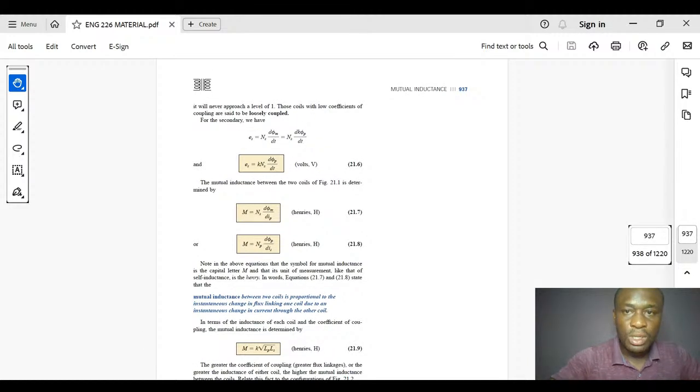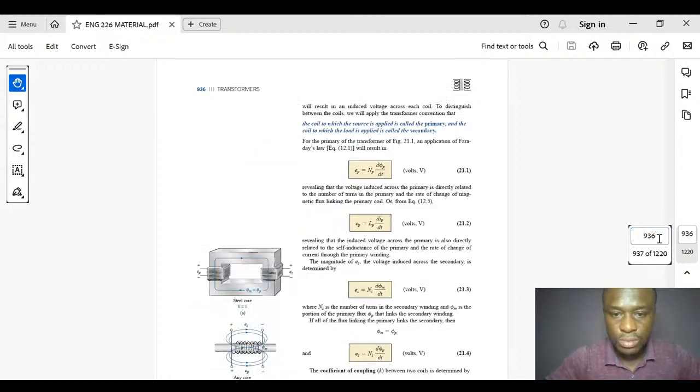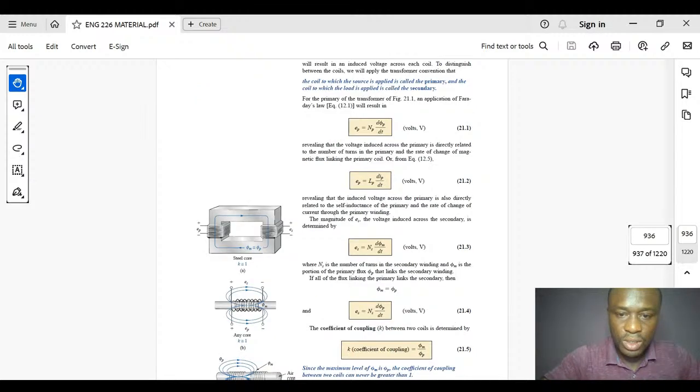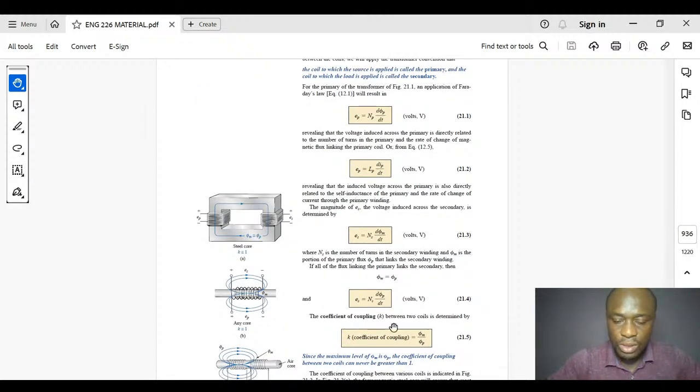Hold on, let me look for what thing here. Okay, see what I'm looking for. This coefficient of coupling, which makes the mutual inductance to be equal to the primary side.